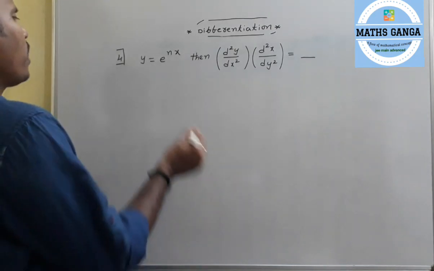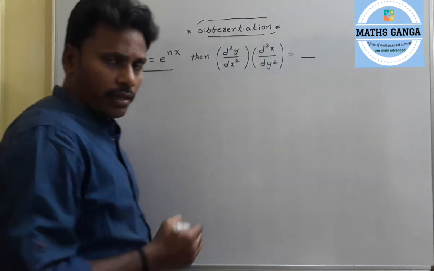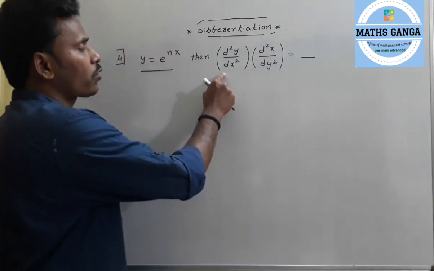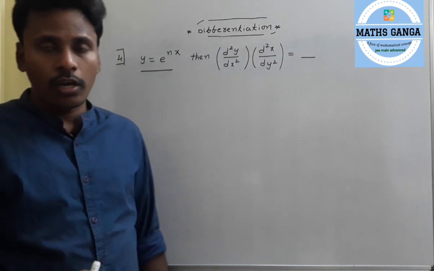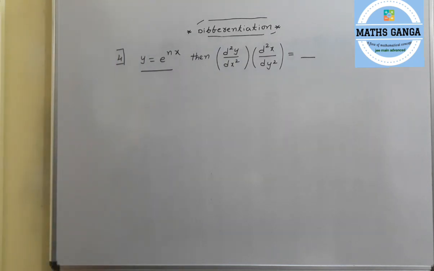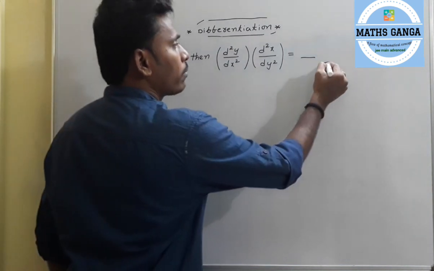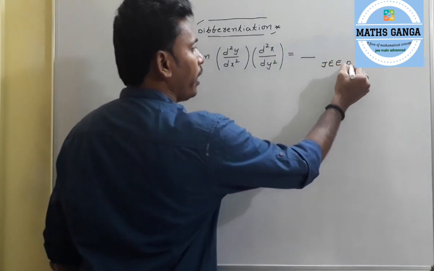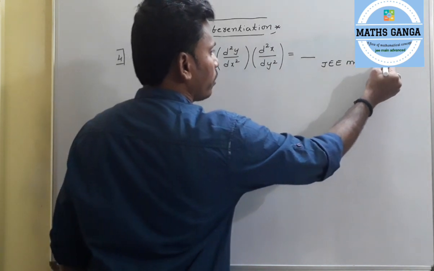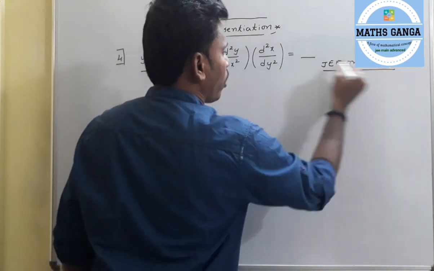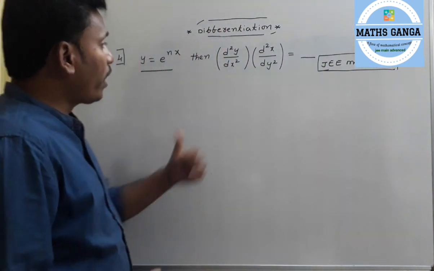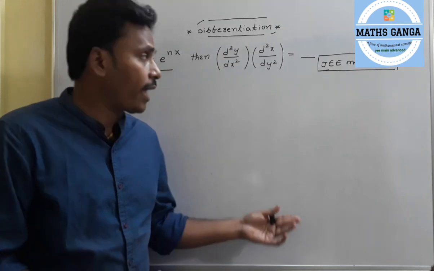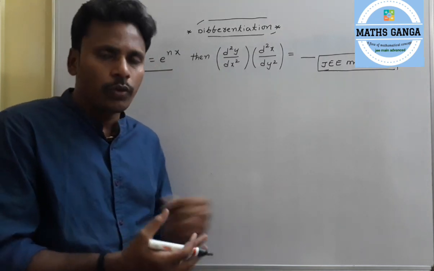Okay, y is equal to e power nx is given. We need to find d square y by dx square into d square x by dy square. Okay, that's the next problem. And this is the problem asked in JEE Main 2014. So I am going to solve this problem now. Have a look. First we need to find d square y by dx square, then find d square x by dy square, multiply at the end, you will get the answer.